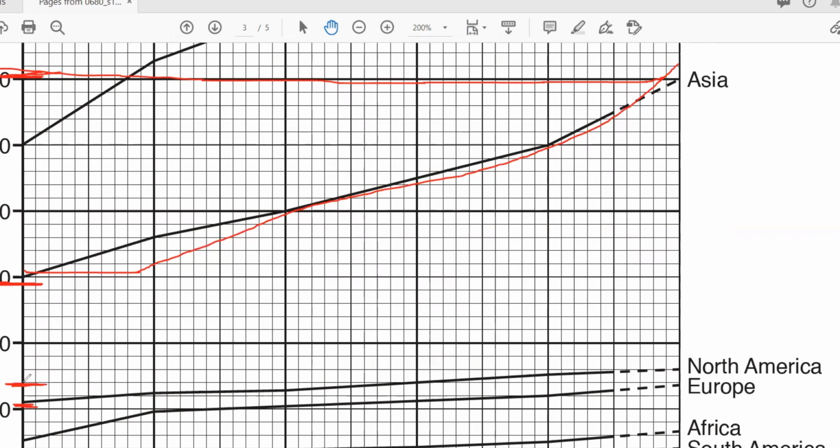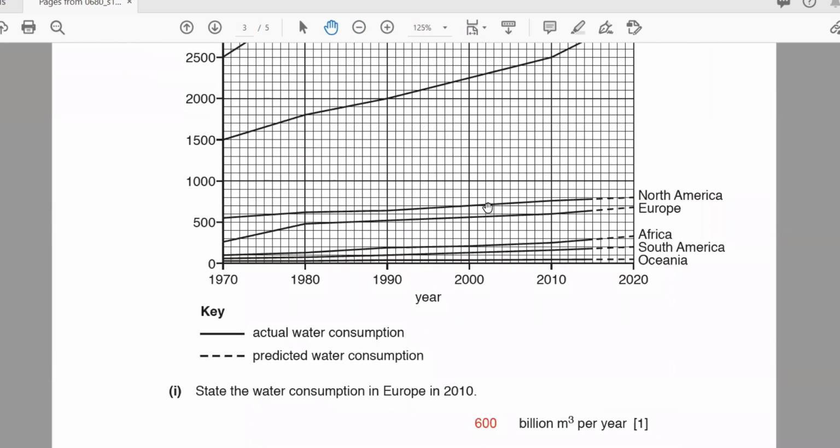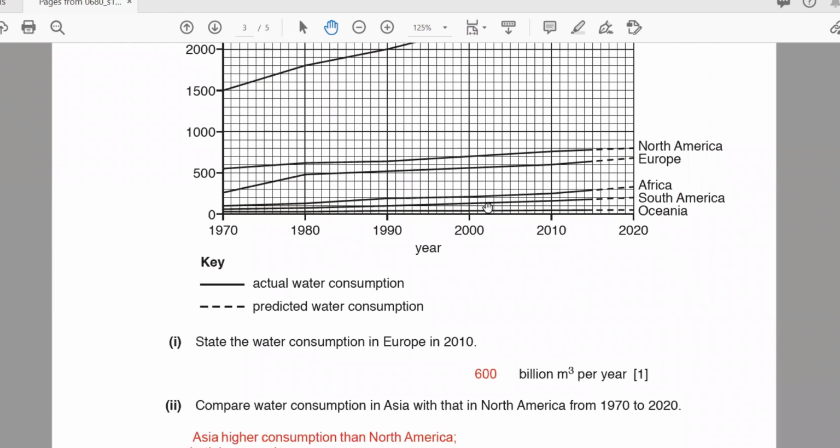There can be two reasons. Number one, first of all, it depends on the population also. If you talk about Asia, it has more population as compared to other continents, so that can be another reason. So multiple reasons can be there, but right now your answer is excellent, because we are talking about how much increase. So compare. You already compared that one. So Asia has higher consumption than North America. Both increase, but Asia increases much more.